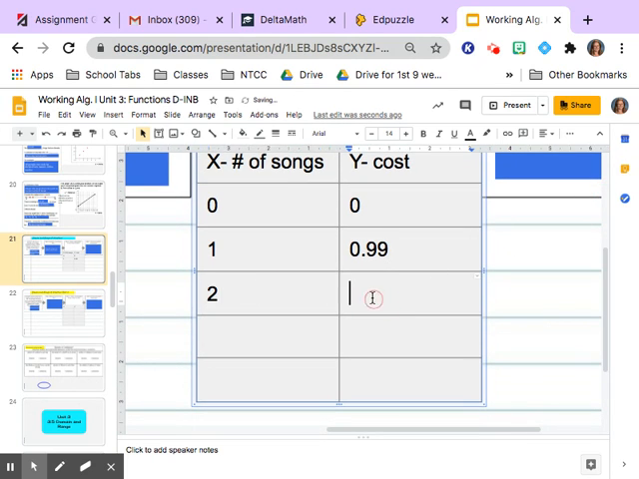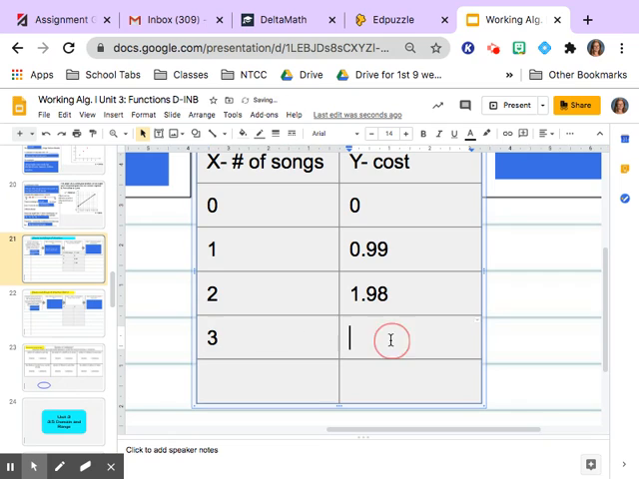What about 2 songs? We need to multiply, right? 2 times 99 cents. Well, 99 cents is almost $1, right? So 2 of them would be $2, but subtract 2 pennies. $1.98. What about 3? Yeah. Okay, 4. Yeah, $3.96.